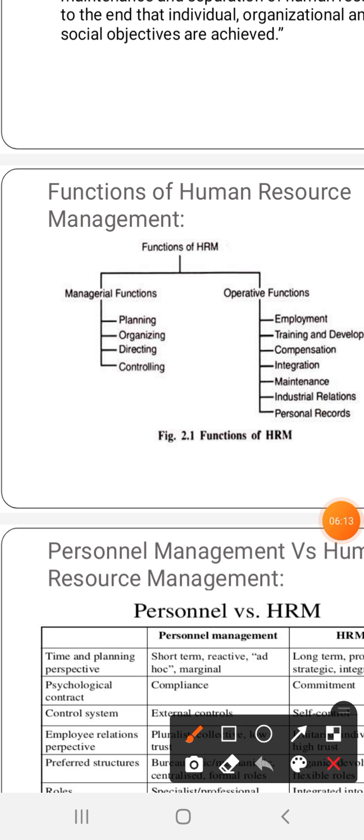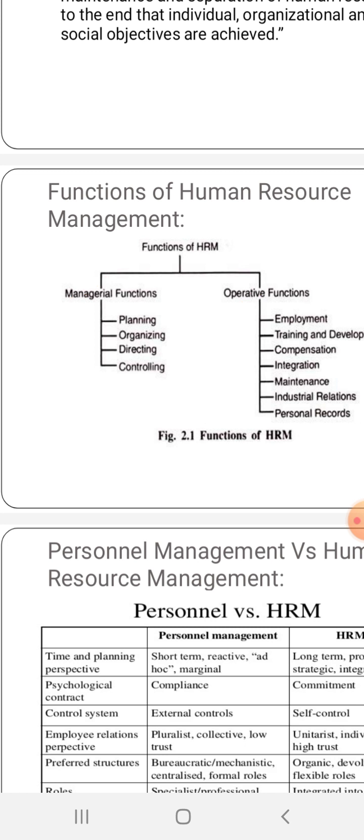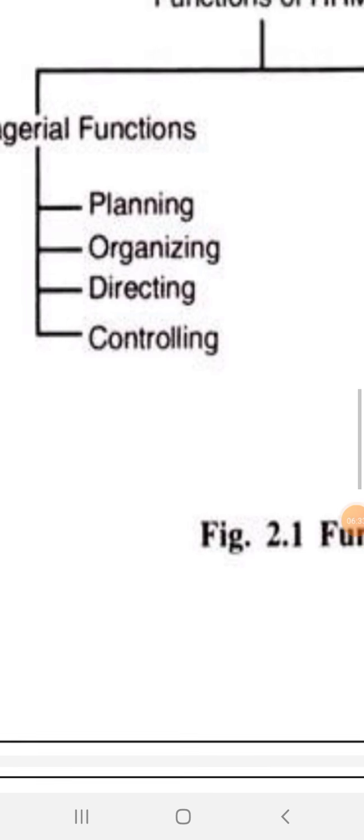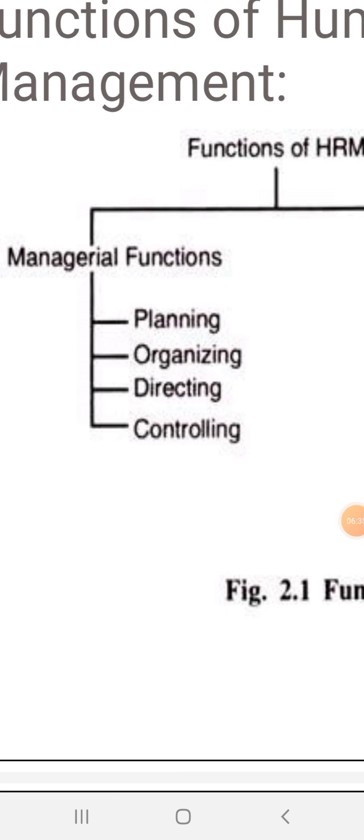So let's start one by one. There are two types of human resource functions, right? There are two types of functions. First is managerial function, second is operative function. So let's start with the first one, that is managerial functions, right?